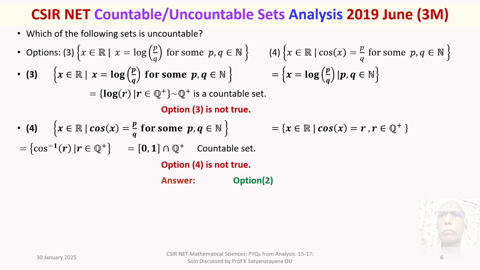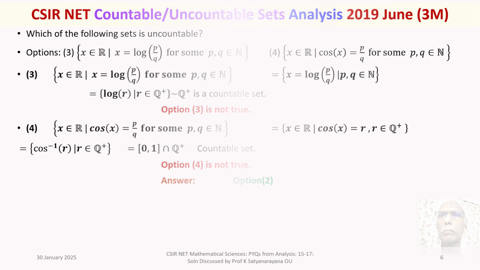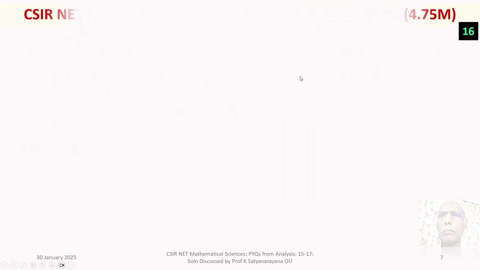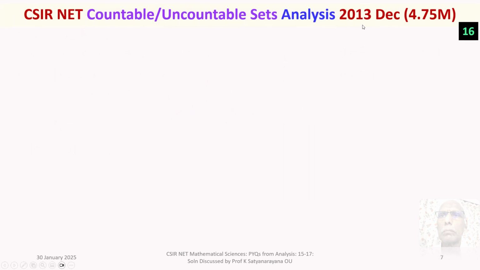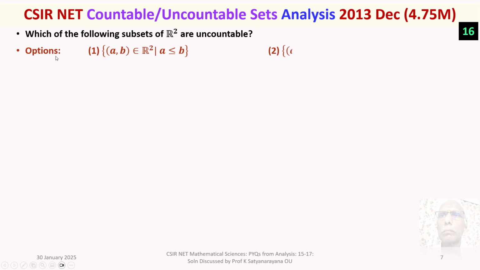Right. We move on to the next question. It is the question that appeared in 2013 December under section C, carrying 4.75 marks. It's again based on the concepts of countable and uncountable sets. Which of the following subsets of R square are uncountable? We are given 4 options.